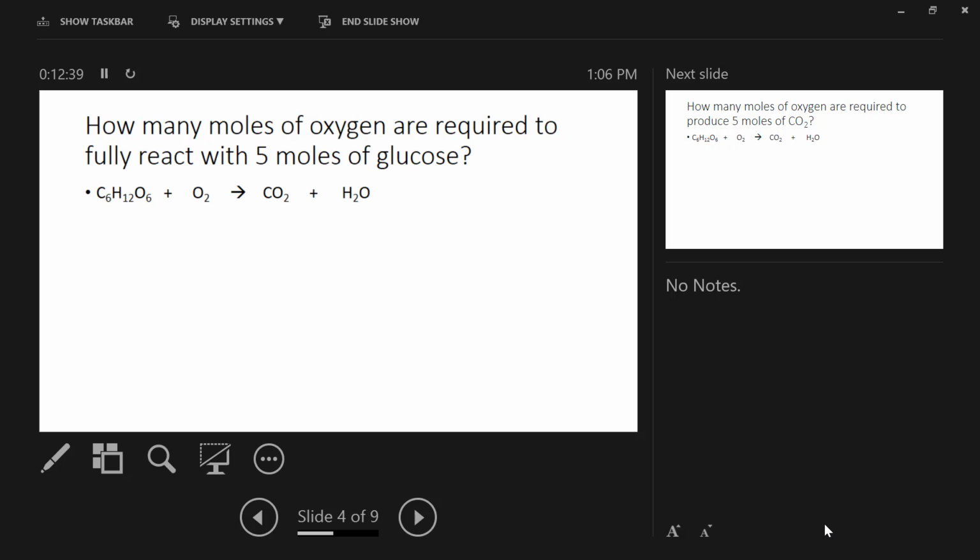C6H12O6. And then we need to put in our conversion factor. For every 1 mole of glucose, it requires how many moles of oxygen? 6. Now we'll treat these like fractions and we'll multiply them across. We've got moles of glucose on the top of a fraction, moles of glucose on the bottom of a fraction. They will cancel out. And then we will multiply across. What is 5 times 6? 30. And our only units left are moles of oxygen.